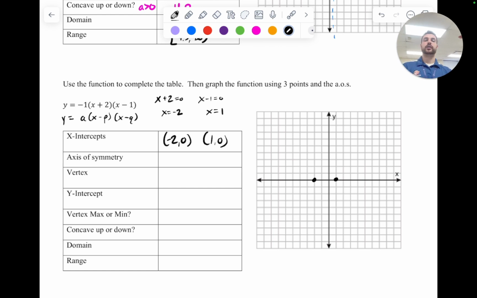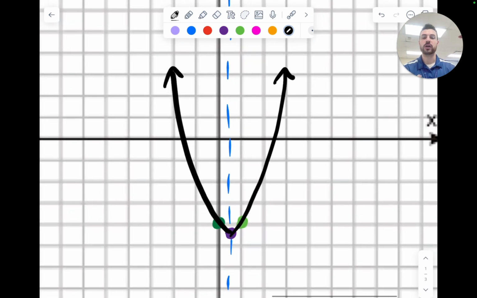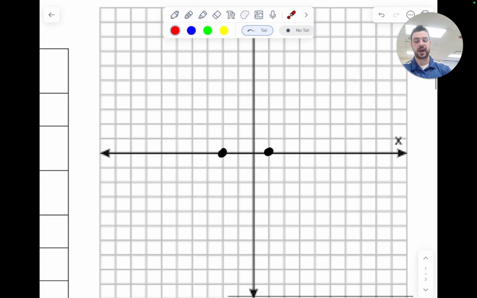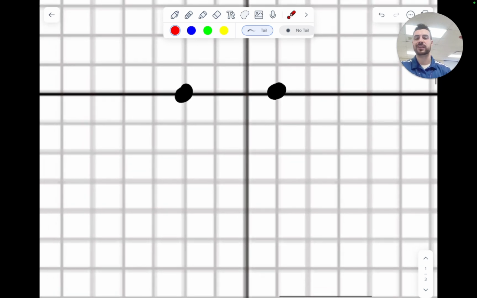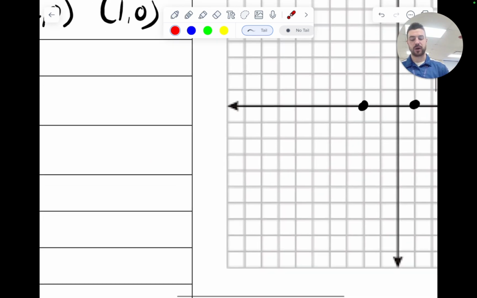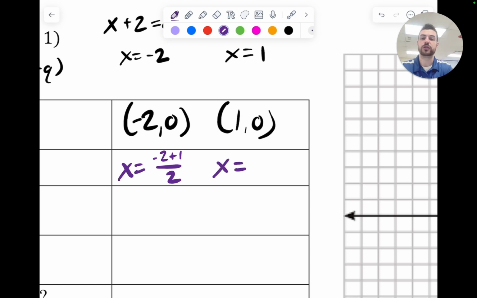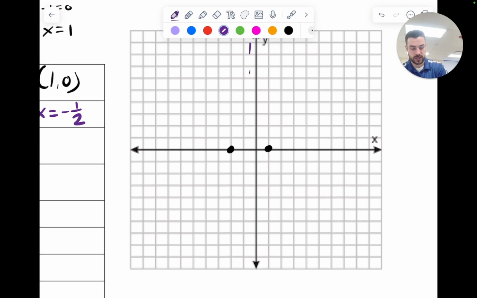Axis of symmetry. Now, if we go back up here and take a look, we know that the axis of symmetry should be right in between our points. It's directly between these two. So the axis of symmetry needs to go through the middle. So all we have to do is find the middle of these 2 points. It's a little bit difficult to tell in this case because we are not going to be exactly on a line, but what we can do to find the middle of something is add our 2 values together and divide by 2. So we'll end up with negative 2 plus 1 is negative 1, over 2. So negative 1/2 is our axis of symmetry.